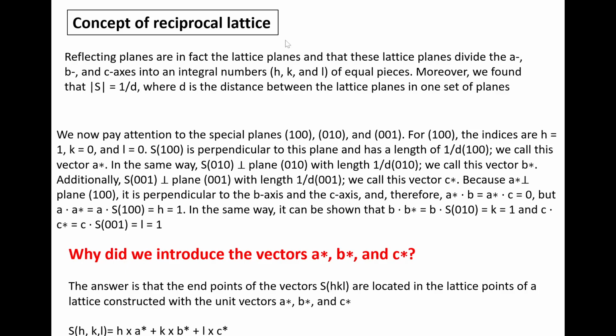And since A star is perpendicular to A, if you take the dot product, that is A dot A star, you will get H, whose value is 1, because from this dot product also you see the value of H is 1. So that's why it is 100. In a similar way, if you do B dot B star, which is K, the value will come 1, and C dot C star will be 1. So these unit vectors in the reciprocal space form something known as the reciprocal lattice.